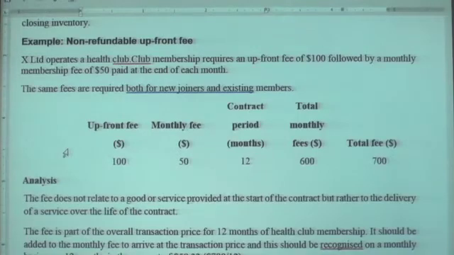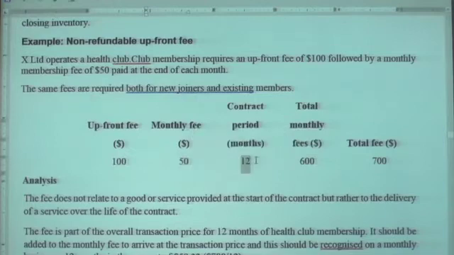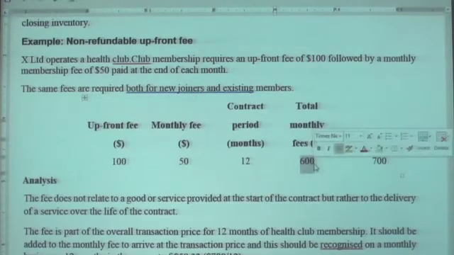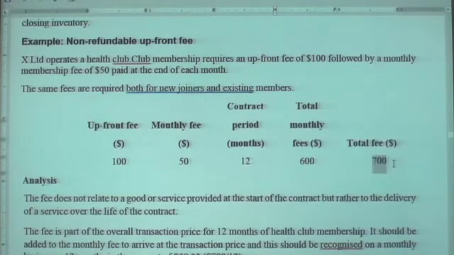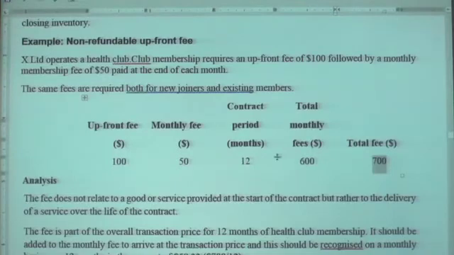The same fees are required of both new joiners and existing members. Upfront fee 100, that's a one-time payment. Then monthly fee 50 for a 1 year period. Monthly fees you will collect 600, therefore your total collection will be 700. Is that clear? Monthly plus upfront fee. Clear?